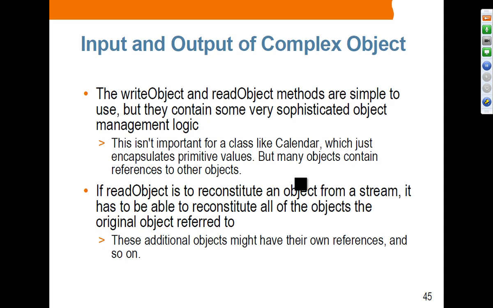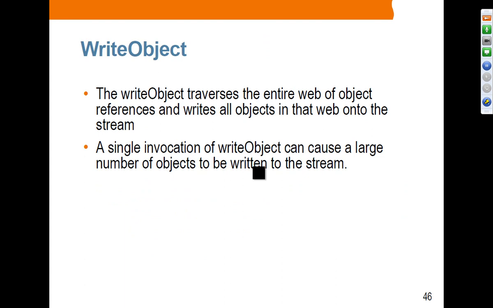For a simple object like a Calendar, which just contains primitive values, it's not that much of a big deal. But many application-level classes contain multi-level object references, and those need to be constructed and saved. Later, when you read that object using the readObject method, all those things need to be reconstructed. But you don't really have to worry about it because the writeObject and readObject methods handle things for you.